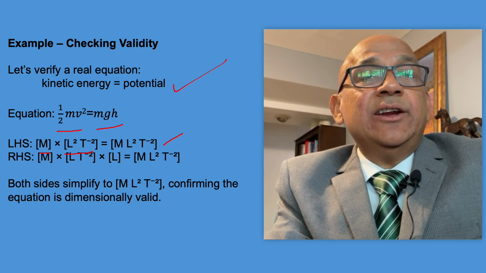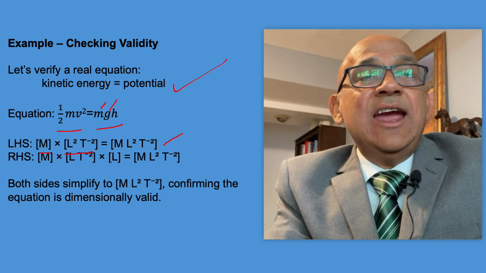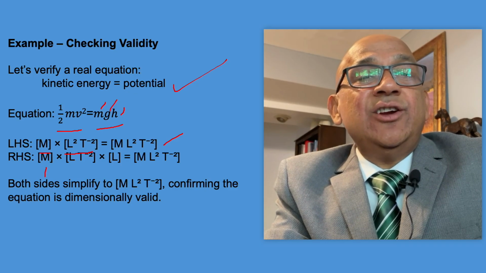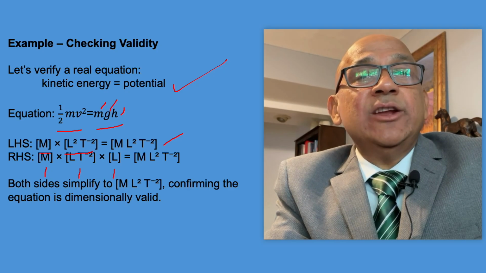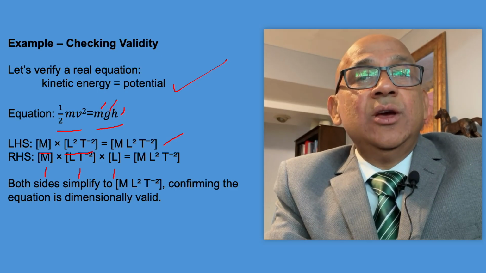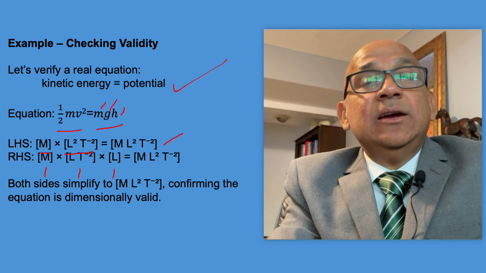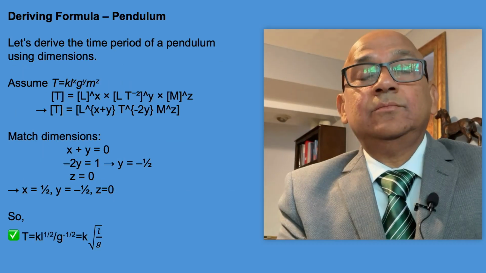Now let us look into the right hand side. The right hand side has mass, then acceleration due to gravity, and height. The dimension for mass again is M. For acceleration due to gravity it is L t^-2, and height has a dimension of L. So if we combine all these things together, we again end up with M L^2 t^-2. So both sides simplify to M L^2 t^-2. This confirms that the equation is dimensionally valid. In this way you can check any equation and verify whether that equation is correct.